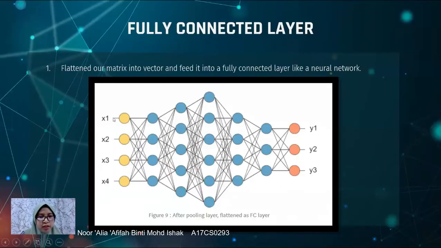In this diagram, it shows that the input vector, where x1, x2, x3, and x4 are represented as a vector, will produce the classified output, which is y1, y2, and y3. We can assume that y1 is the animal, y2 is the vegetable, and y3 is the car. So y1, y2, y3 will give the classified output for the fully connected layer.